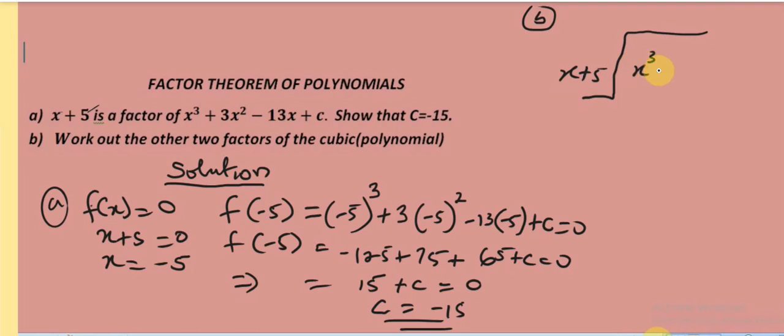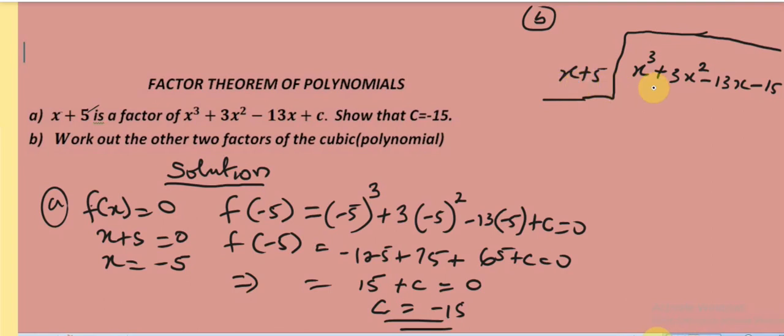x raised to the power of 3 plus 3x raised to the power of 2 minus 13x minus 15. Remember that c now is minus 15. So I'm replacing c with minus 15, because we got it as minus 15 and we knew that c is equal to minus 15. So for me to get the other two factors, I'm going to divide this polynomial expression by x plus 5.